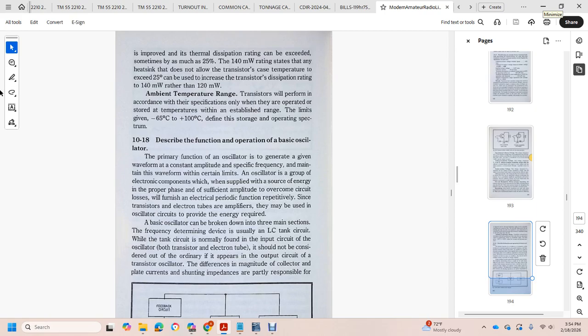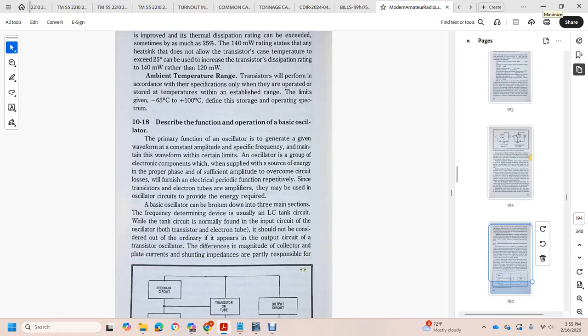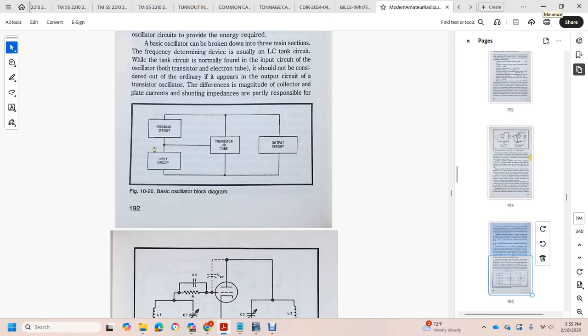A basic oscillator can be broken down into main sections. The frequency-determining device is the inductor capacitor tank circuit, normally found in the input circuit of the oscillator. Both the transistor and the electron tube should not be considered out of the ordinary in the outer circuit of the transistor oscillator. The difference is due to the collector or plate current shifting independently. So the feedback circuit connects the input circuit of the transistor to the output circuit.